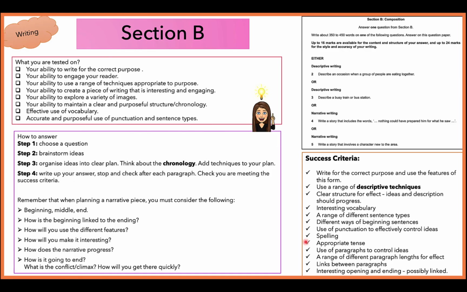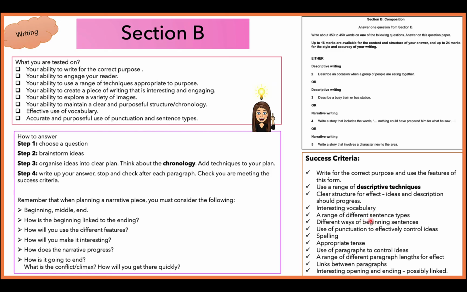And for your success criteria, obviously make sure you're using the correct features for the correct form. So, if you are describing, just make sure you're clear on how that's different to narrative writing. Use a range of descriptive techniques regardless of which one of those you choose. Clear structure. Ideas and descriptions should progress. You want to pull your reader through regardless of which type of writing you've chosen, and they should be able to see how things are moving, how things are progressing or developing.